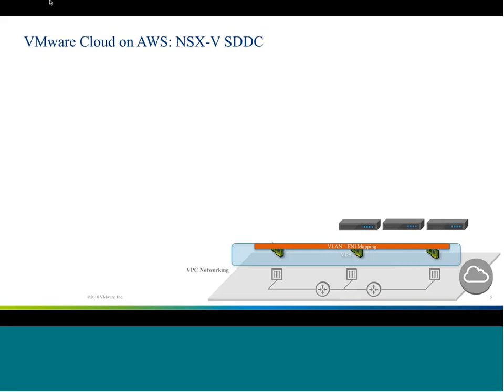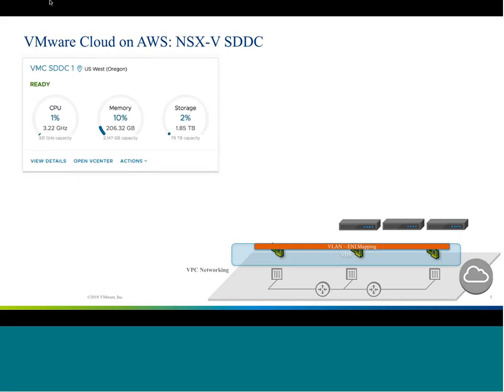So we do this VLAN to ENI mapping, and you can think of ENI as basically interfaces connecting to that VPC networking or that AWS overlay. Okay? So really, that's all abstracted away from those users who are using VMware Cloud on AWS. What's important to customers is, okay, what do I get through the portal and how do I deploy this?